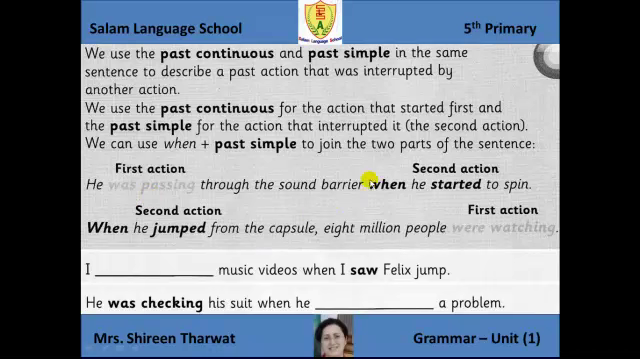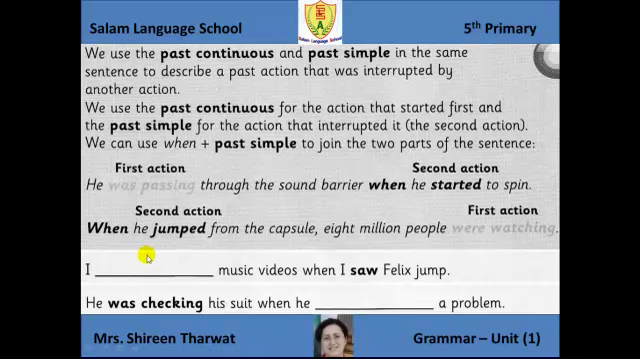تعالوا نشوف لما بنبتدي بالحدث التاني، بنبتدي بالجزء بتاع when he jumped from the capsule, 8 million people were watching. لما نط من الكبسولة الفضائية بتاعته كان في 8 مليون شخص بيشاهدوه. ده السكند اكشن، لكن الناس اللي كانت بتشاهده ده الفيرست اكشن. The first action was interrupted by the second action.